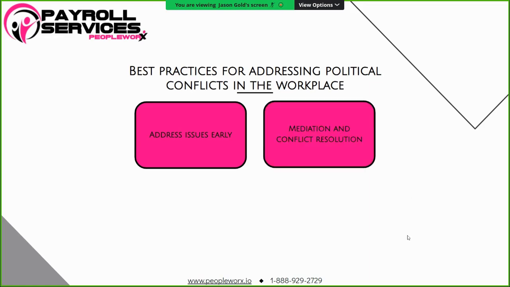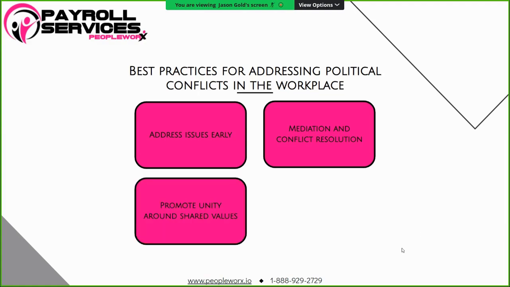Mediation and conflict resolution. Consider offering mediation services or conflict resolution workshops. These can provide employees with strategies to handle disagreements constructively. Promote unity around shared values. As an employer, you foster unity by focusing on shared workplace values, teamwork, professionalism, and respect, rather than letting divisive political issues take center stage.